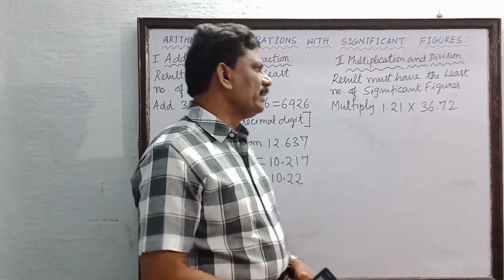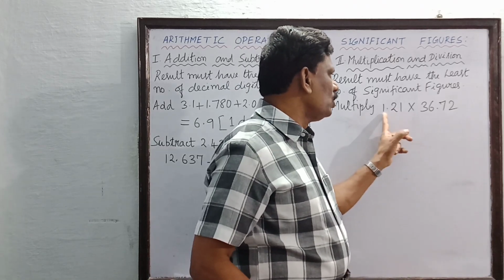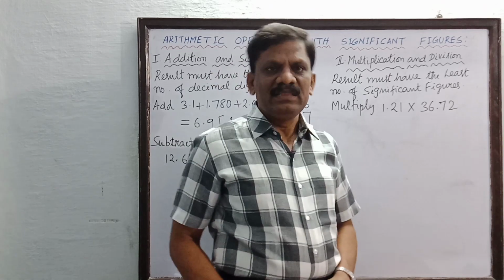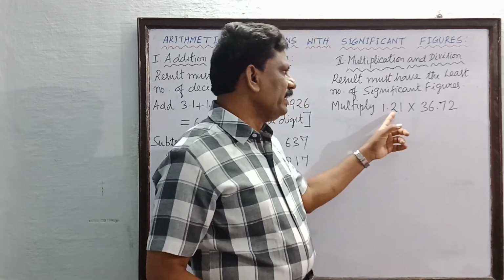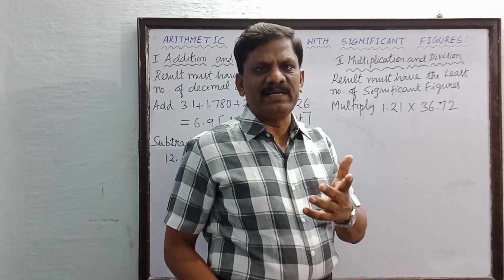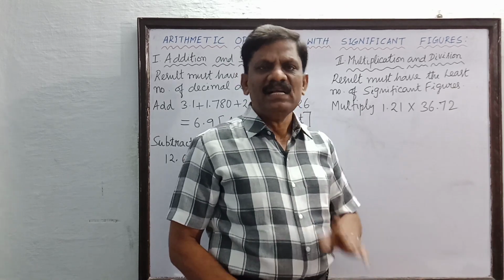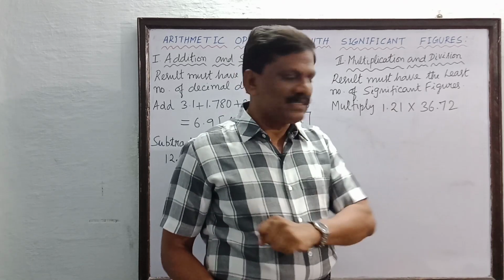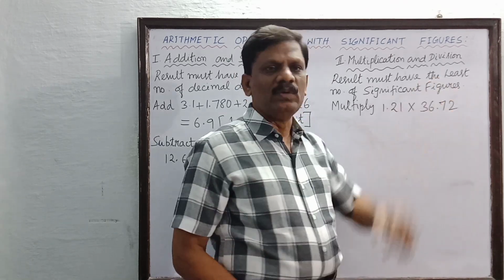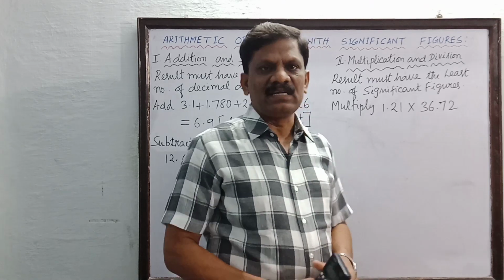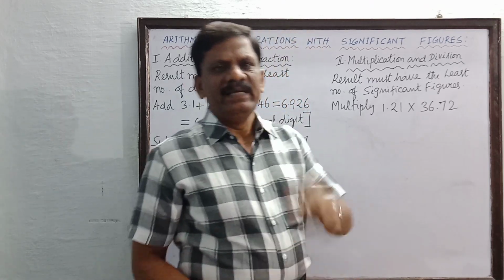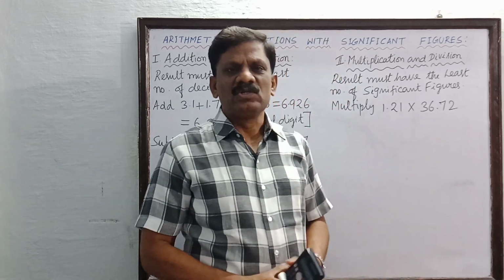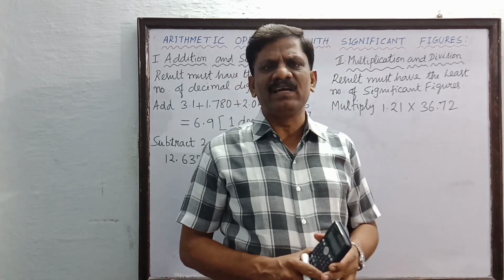Before multiplying, you tell me, in this number 1.21, how many significant figures are there? There are 3 significant figures. Now we need not bother about the decimal digits. Decimal digits are over with addition and subtraction. So here 1, 2 and 3 significant figures. Like that, 36.72 has 4 significant figures. Which is the least number of significant figures, 3 or 4? It is 3. So the answer must contain 3 significant figures only.